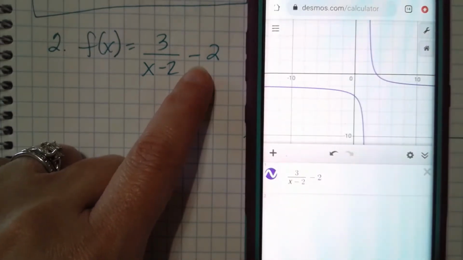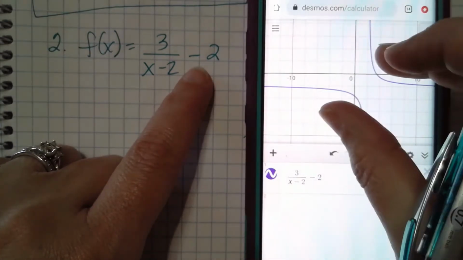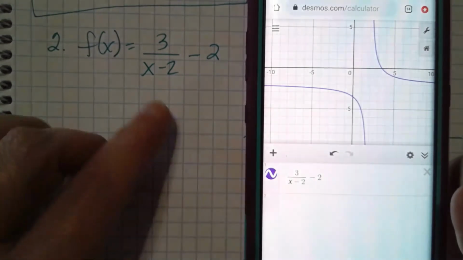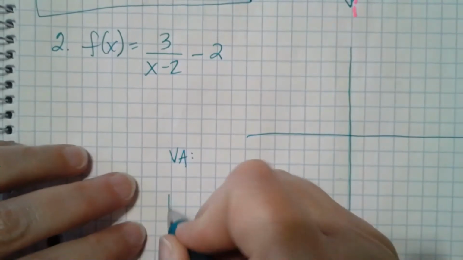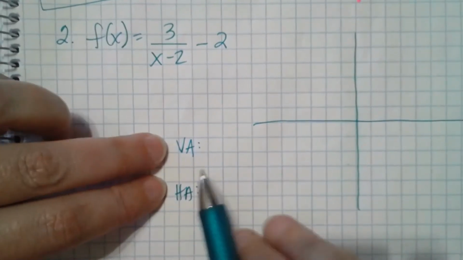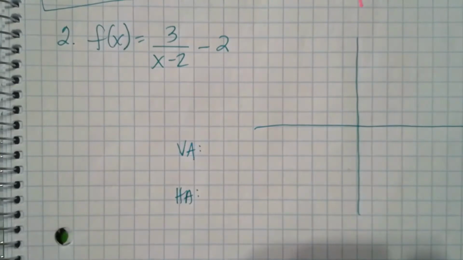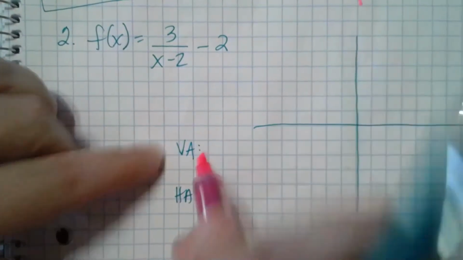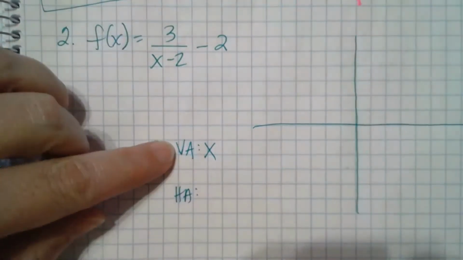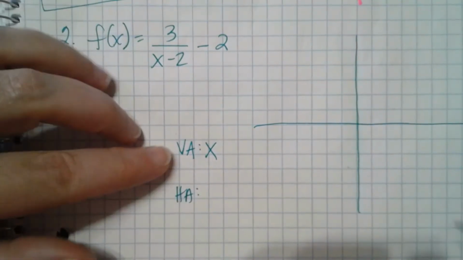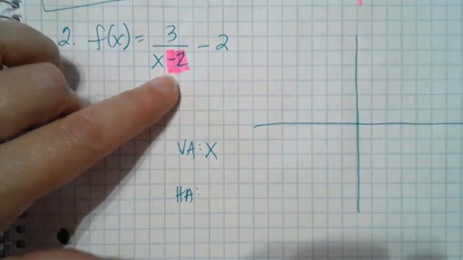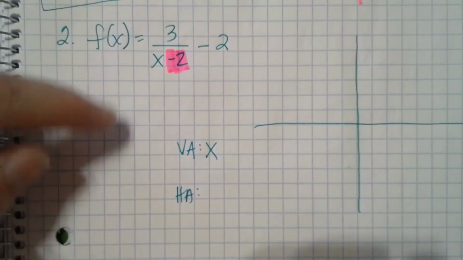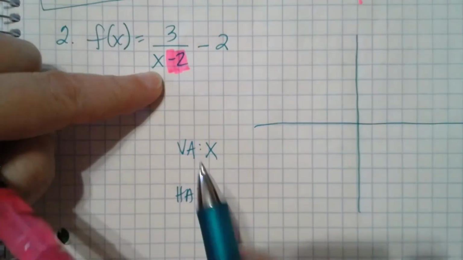Same quadrants, not changing. I need that vertical asymptote and the horizontal asymptote before I graph, and that'll make my life a lot easier. The vertical asymptote comes from where? This is our x's. And sometimes it doesn't have it. I'm not going to lie to you, sometimes they don't have it. Sometimes they have more than one. There are different equations and different functions, and we'll get there. For right now, they're either going to have one or none.